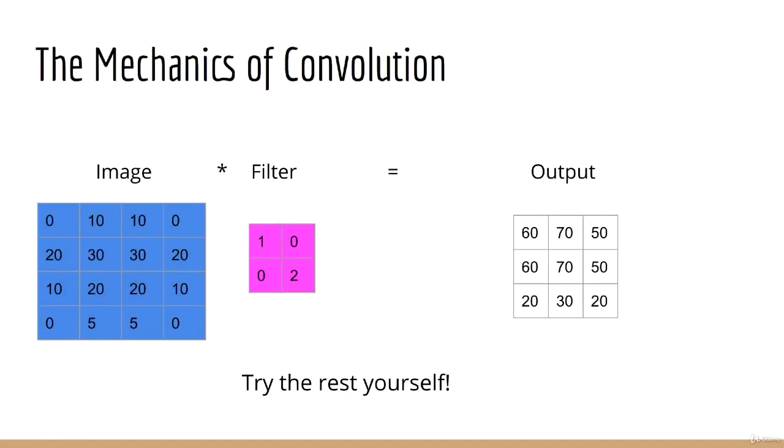So we're not going to go through the rest of the calculation since that would be a bit redundant. But what I want you to do is, if you don't understand this, do the rest of the calculations by hand to make sure that these results are correct. So we have 60, 70, 50, 60, 70, 50, and then 20, 30, 20.